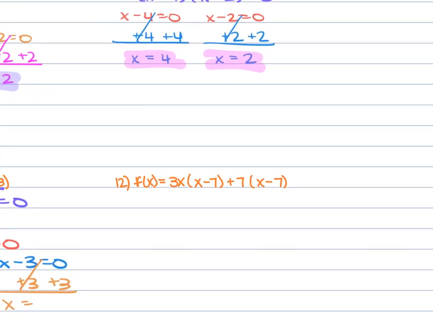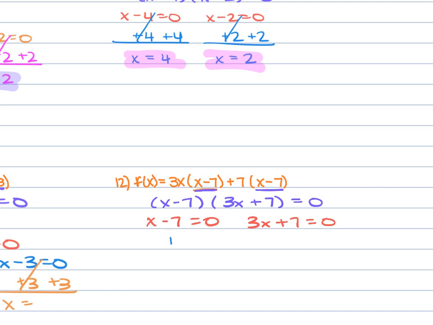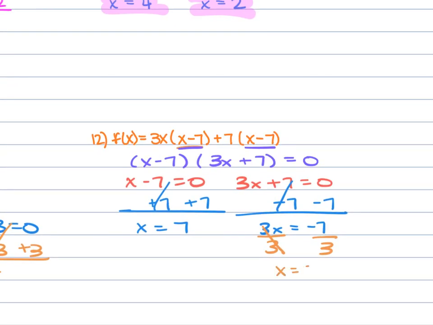And for 12, we have f of x is equal to 3x times x minus 7 plus 7 times x minus 7. So the x minus 7s are the same. Parentheses, we're going to rewrite it once, and then we're going to make another out of the 3x plus 7 and set it equal to 0. So then x minus 7 is equal to 0, and 3x plus 7 is equal to 0. We solve for x, add the 7. We have x is equal to 7. Subtract the 7. We have 3x is equal to negative 7, and then divide by 3. So x is equal to negative 7 over 3.